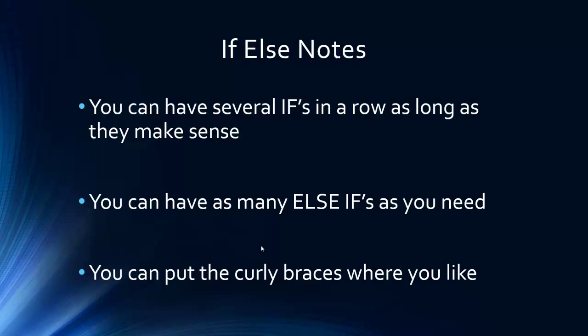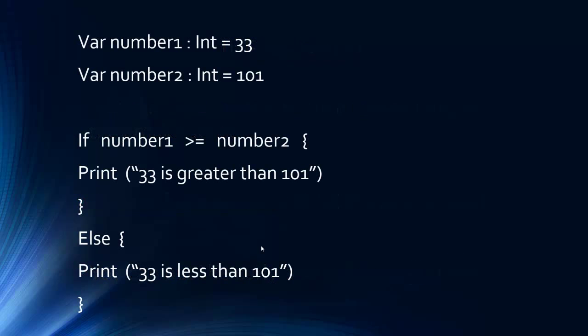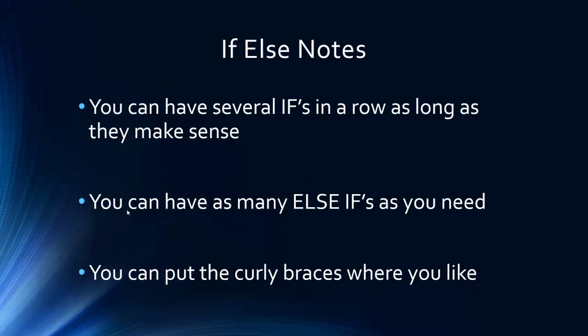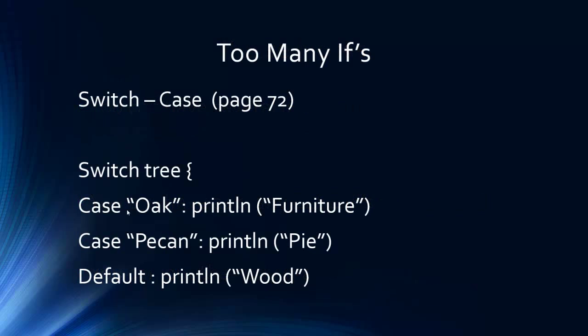You can have several ifs in a row. You can have as many if-else or else ifs as you need. You can put the curly braces where you like. Some people put the curly brace here, so if number1, blah, blah, they put the curly brace here, and then they do the condition. Other people drop the curly brace down a line, and then they have a curly brace, the condition, curly brace. As long as the code runs, that's all I'm concerned about at this point. We can work on style and formatting later.